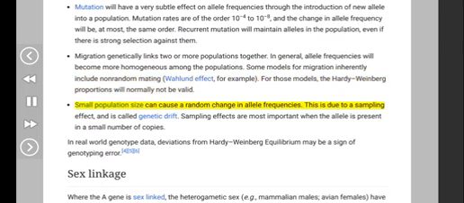Small population size can cause a random change in allele frequencies. This is due to a sampling effect, and is called genetic drift. Sampling effects are most important when the allele is present in a small number of copies. In real-world genotype data, deviations from Hardy-Weinberg equilibrium may be a sign of genotyping error.